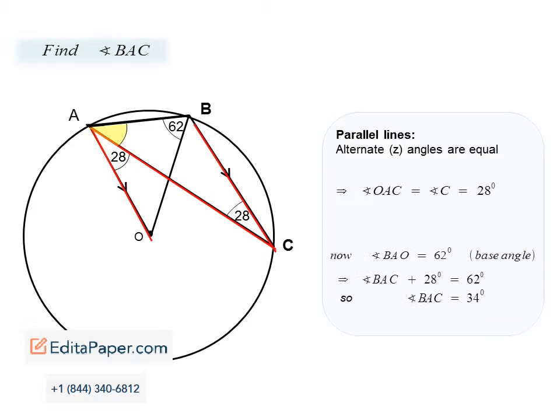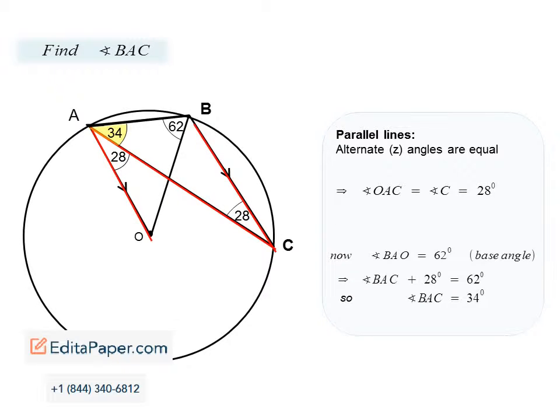And if you note, we quickly move to finding the unknown angle, because this angle plus this angle forms the base angle, which we know to be 62 degrees, and therefore BAC, which is the unknown angle, will be 34 degrees. Or simply subtract 28 from 62 and you'll have the angle 34 degrees. Very straightforward application of theorems, and an ideal example of using the approach of observing, looking for clues, and applying those clues to particular theorems.